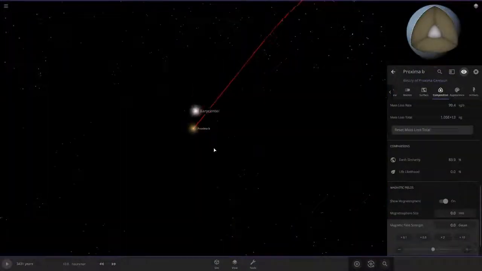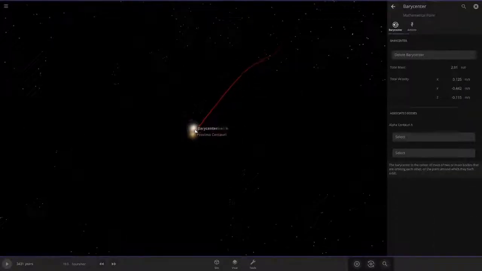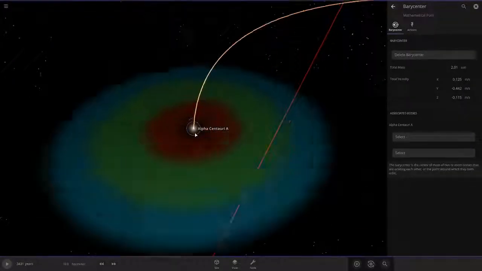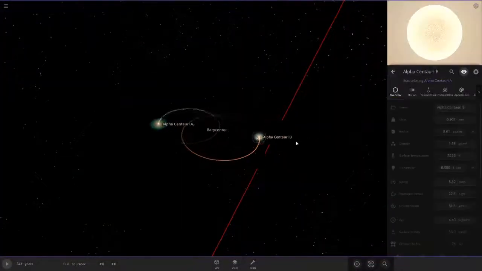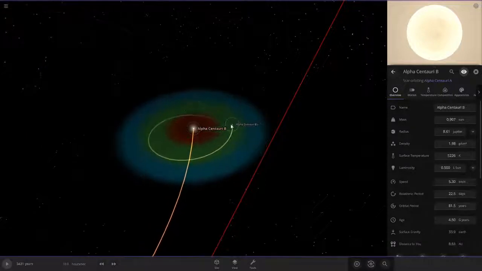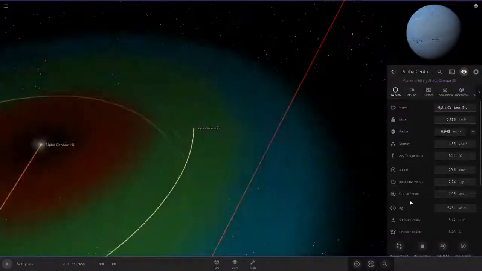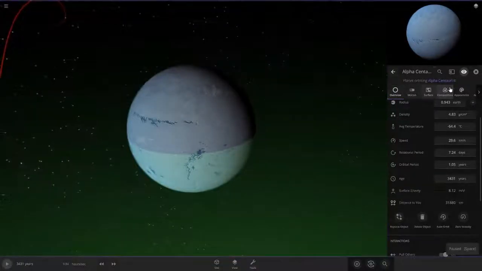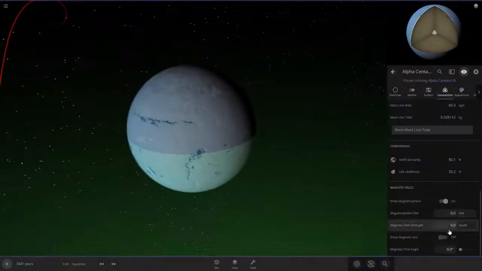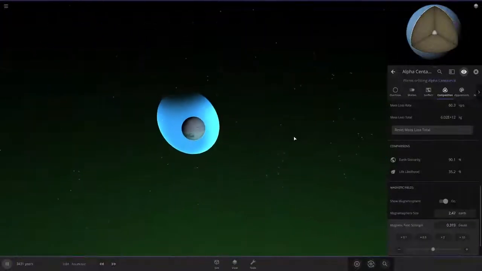So we add magnetosphere to Alpha Centauri BC. We should also see a life likelihood increase. So I'm only doing Earth's magnetosphere too.